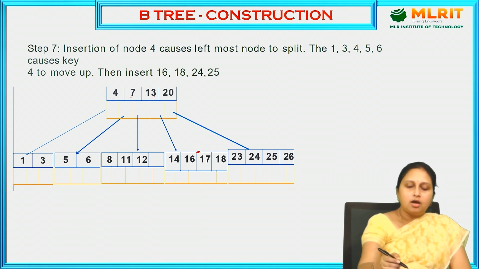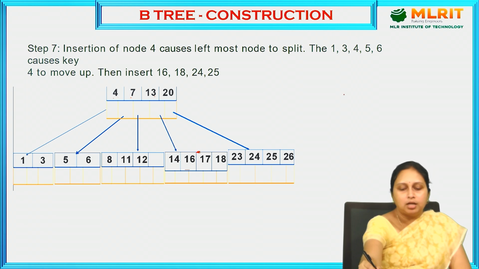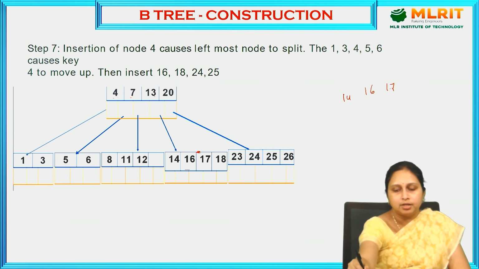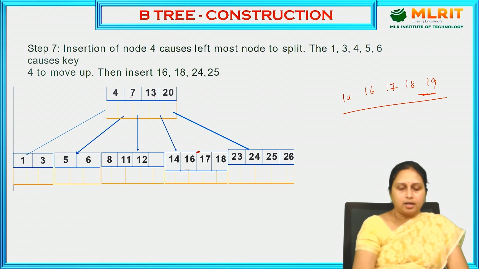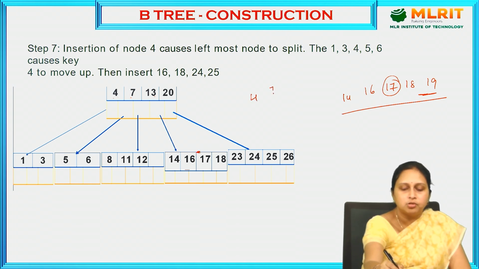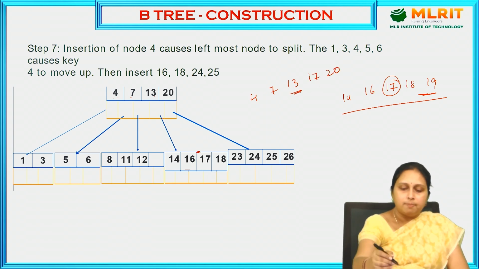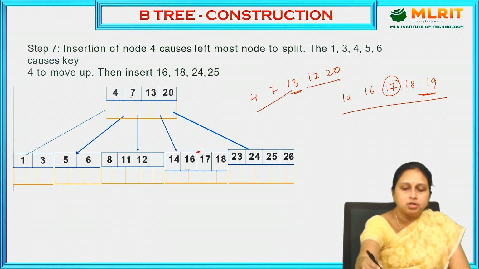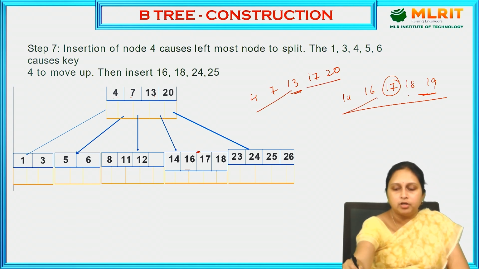Now, when I want to insert 19, what are the elements we have? 14, 16, 17, 18 and 19. These are the elements I would have. But I can't place 5 elements into this, so I need to move 17 to the top. When I am moving 17 to the top, what happens? 4, 7, 13, 17 and 20. Here also I can't accommodate 5 elements. Because of that, I need to perform the split of these two. Here also we are going to perform the split.